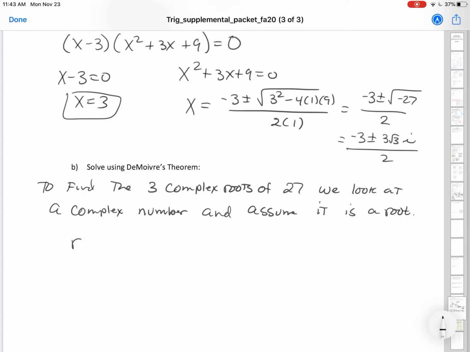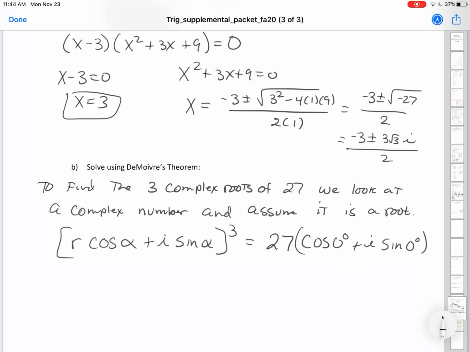So we need cosine of some angle, which they typically call alpha when we're looking for it, plus i sine of alpha. We need that raised to the third power to be 27 times cosine of 0 degrees plus i sine of 0 degrees. So this is the polar form of 27. If we're going to use de Moivre's, we need to get the polar form of 27. Where is 27? Right on the x-axis. So what angle are we up? We're up none, right? So that's its polar form.